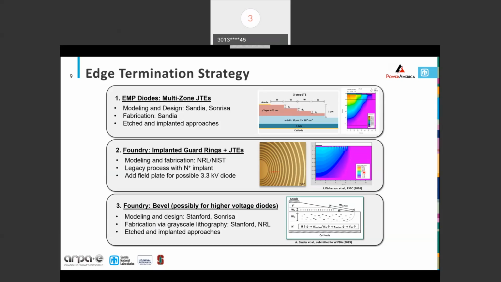So I've got a schematic and then some simulation results there. Primarily an etch approach, but this could also potentially use an implant. For the foundry, in contrast, the primary approach is to use an implant, and we're looking at both guard rings and JTEs and combinations of those. And then as a mitigation to that, we're also looking at some potential bevel designs, and that might be useful for some of the higher voltage diodes in particular.